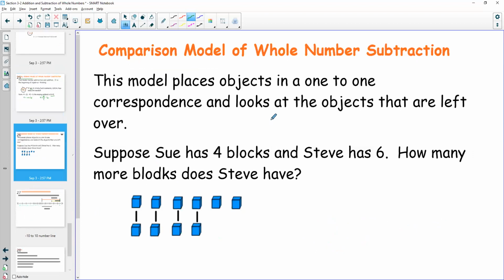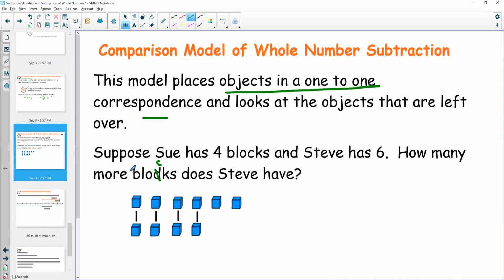We can also do comparisons. We don't do this in addition the same way. It's a subtraction model. So when we take objects and we match them one-to-one correspondence, we look at what's left over. In many cases, this is a who has more kind of comparison.